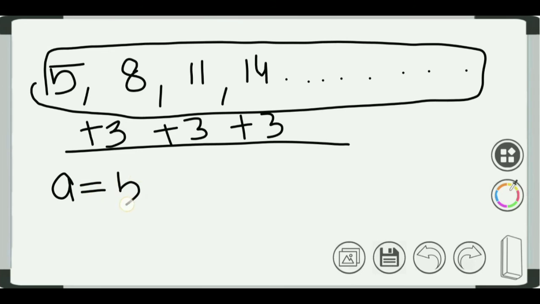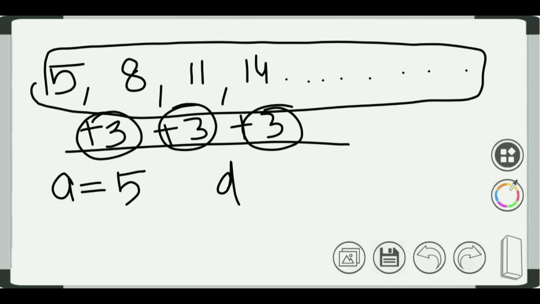So a is equal to 5. The first term is 5. d is equal to what? What is the common difference here? See, plus 3, plus 3, plus 3. So the common difference will be 3. Okay.